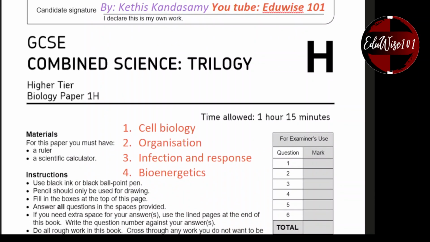This Paper 1 is 1 hour 15 minutes long and it has 6 questions, and it's tested from these 4 topics: cell biology, cell organization, infection and response, and bioenergetics. So let's have a look at question number 1.